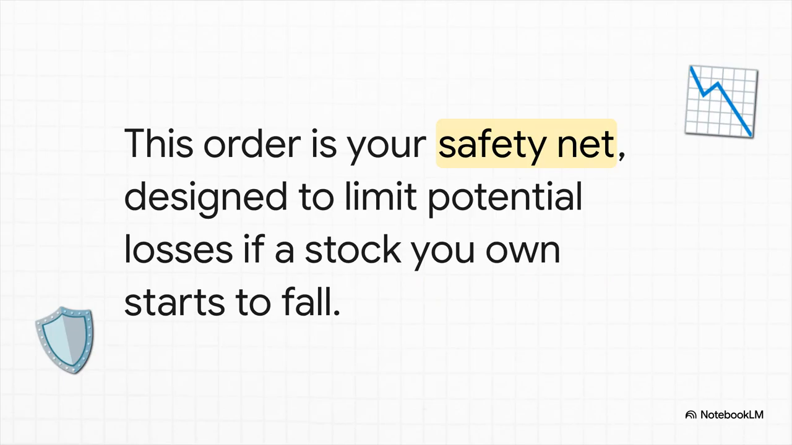Let's say you bought Innovate Corp at $50. You might place a stop loss at $45. If the stock starts to tank and hits that $45 mark, your order triggers and sells your shares automatically. It's your emergency escape hatch to prevent a small loss from turning into a huge one.